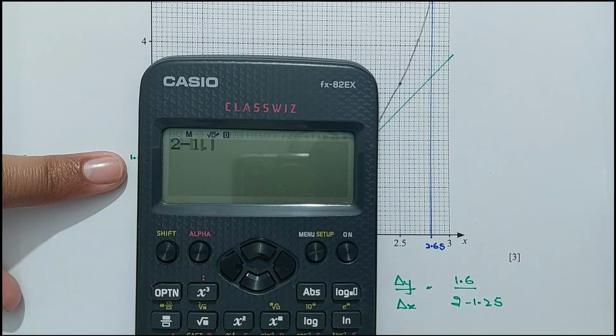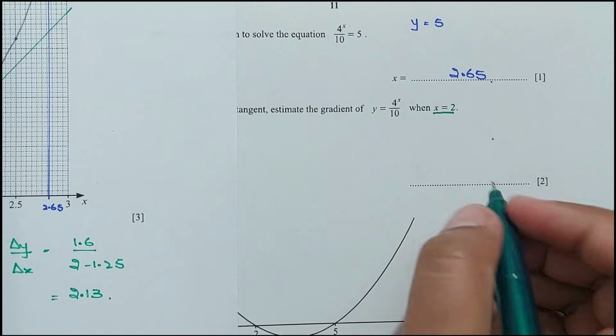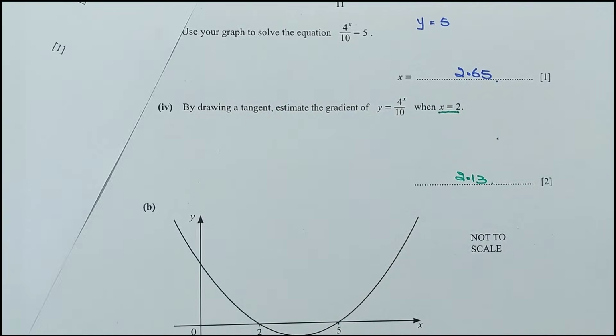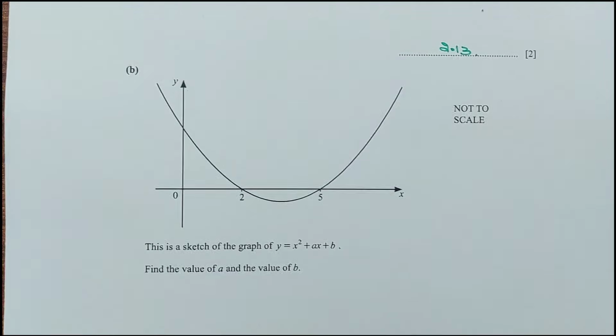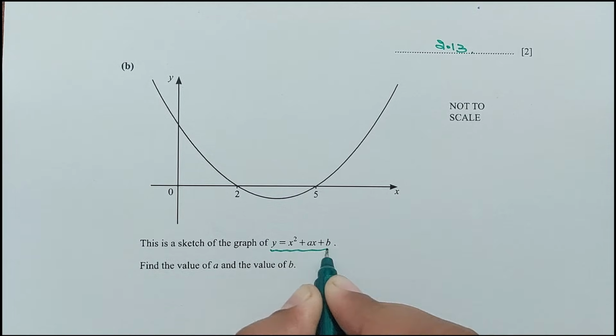Okay, 2 minus 1.25. Right, 1.6 divides answer. This is 2.13. Okay, so my estimated gradient is 2.13. Right. Now for part B, this is a sketch of the graph of a function, the parabolic function.